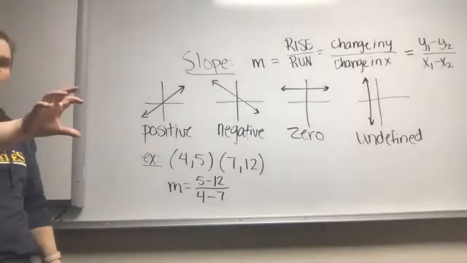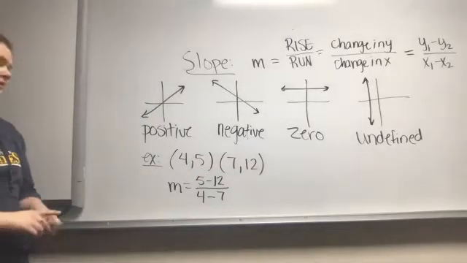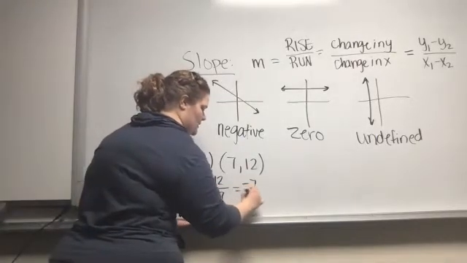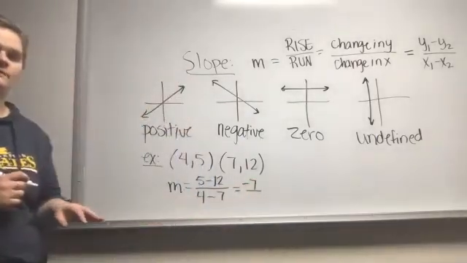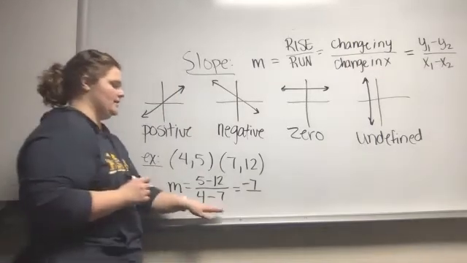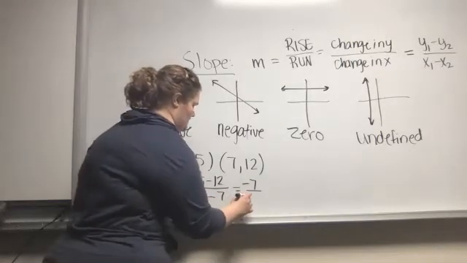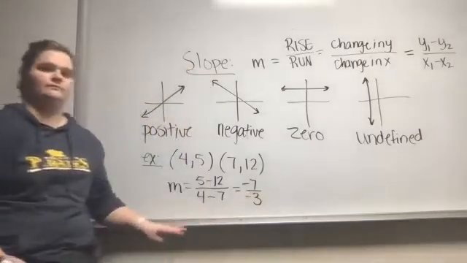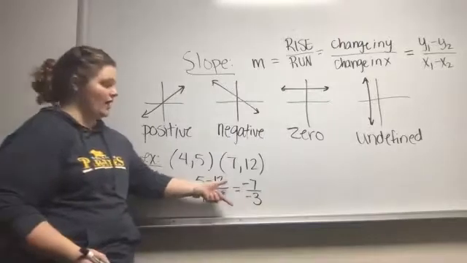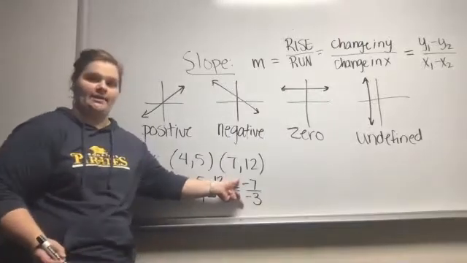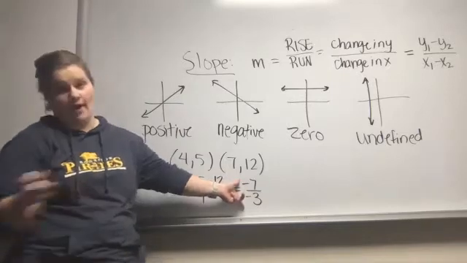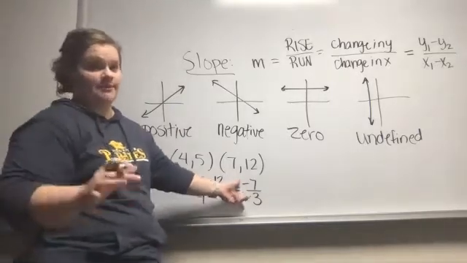So change in y over change in x. So 5 minus 12 gives me a negative 7. 4 minus 7 gives me a negative 3. Okay? Try to simplify this fraction if you can. Do not change it into a decimal. That's not going to help you because we're going to be graphing these later. You're going to need to leave them as a fraction.